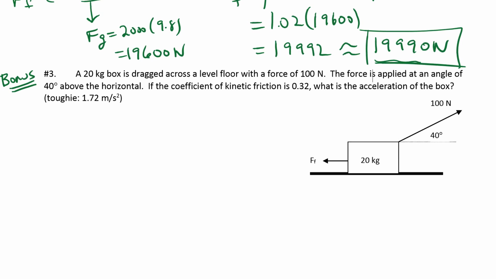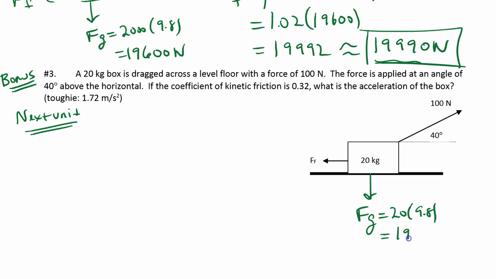I'm going to do this last one, but I'm going to just tell you this one is really a next unit question. It has no business being in our example questions, so don't worry, you're not going to get questions this hard. A 20 kilogram box. Okay, so we would have a force of gravity downwards of 20 times 9.8, which is what, 196. Okay, and now I have an applied force that is at an angle, that's being pulled up at an angle.